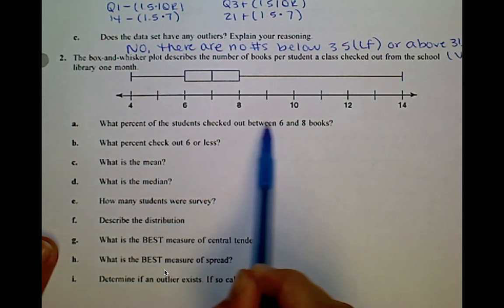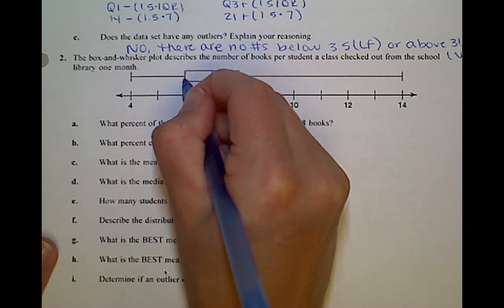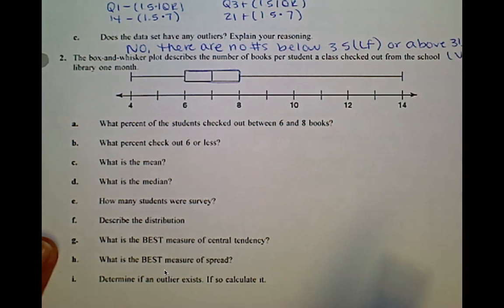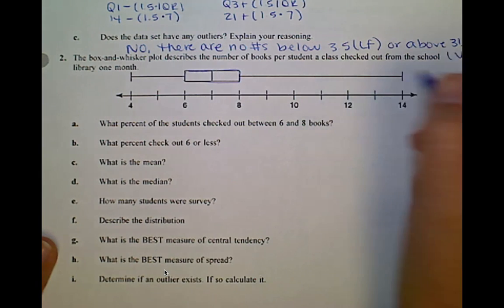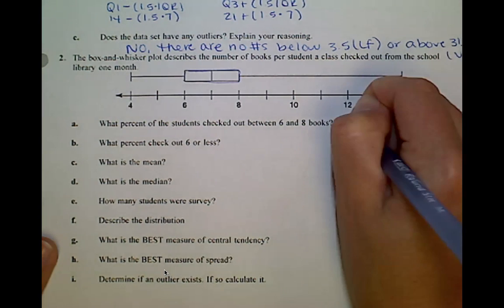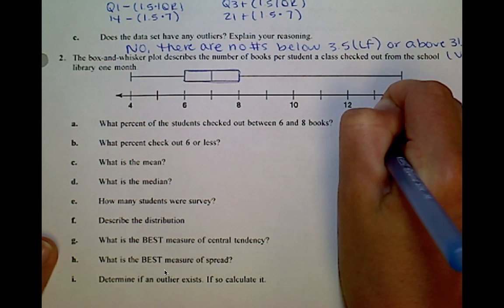What percent of students checked out between 6 and 8? Well, 6 and 8 is right here as the box. And remember, each piece is 25% of the data. So that's 2 pieces. So 2 quarters or 50 cents or 50%. That's how I think about it.